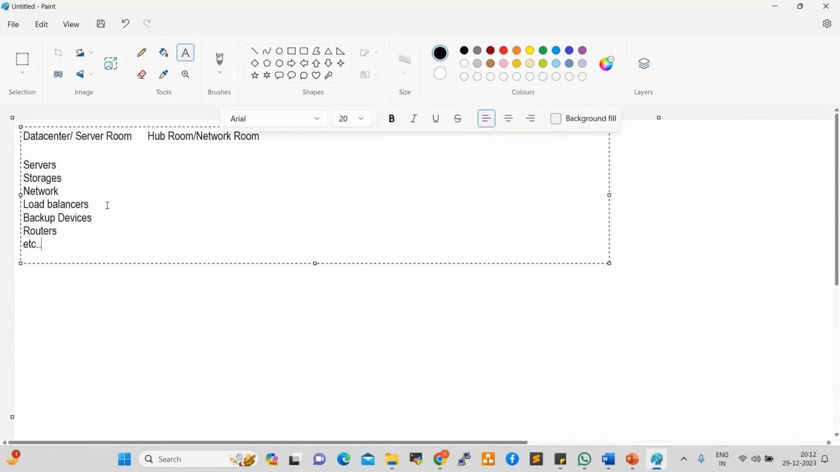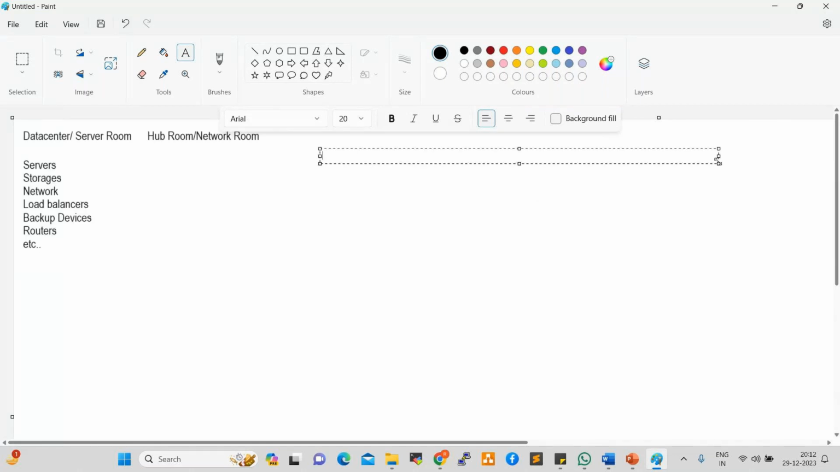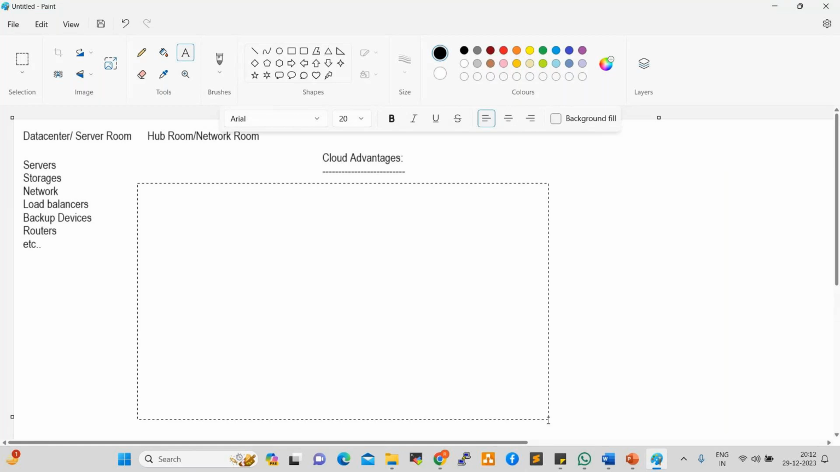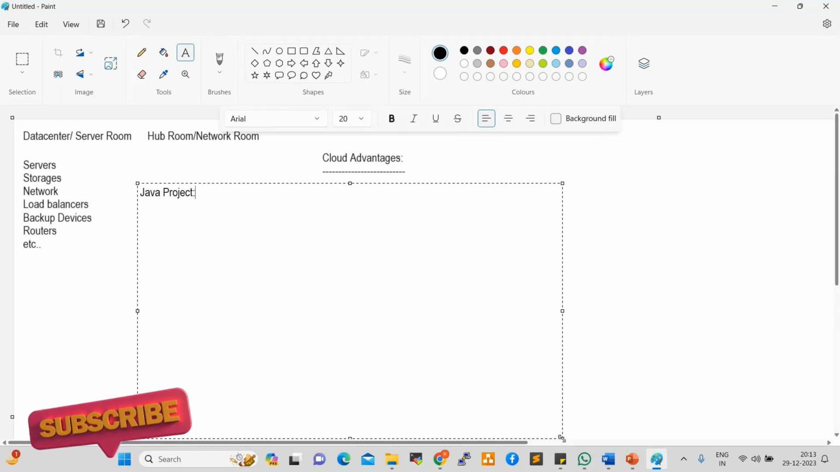Now let us try to understand cloud advantages. For example, we have a Java project, a small Java project. Let us take a Java project as an example. When we want to start any project, the very first thing we require is servers, right?